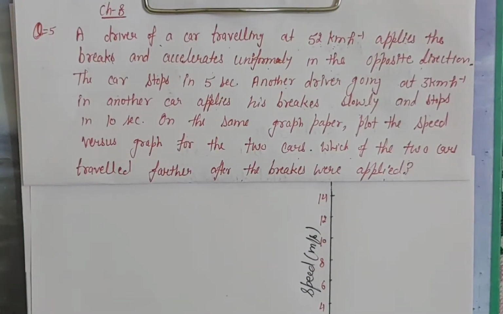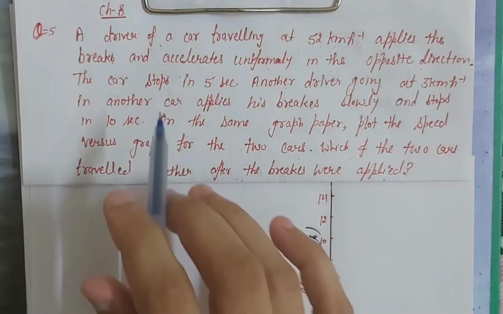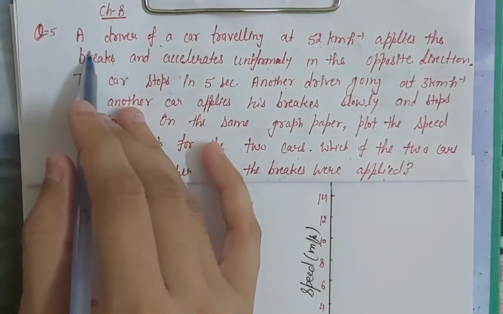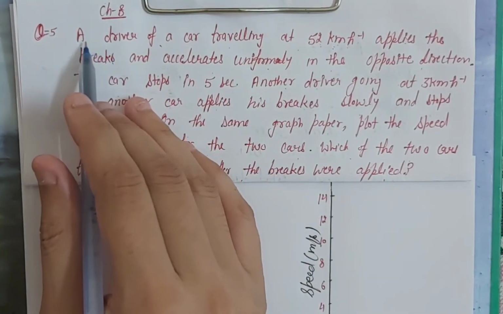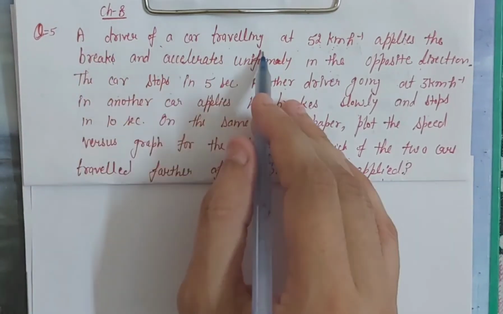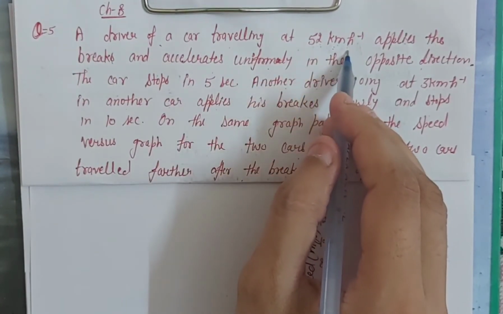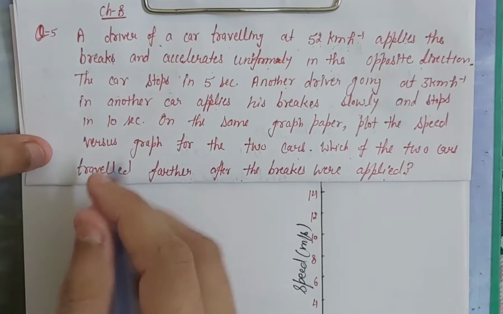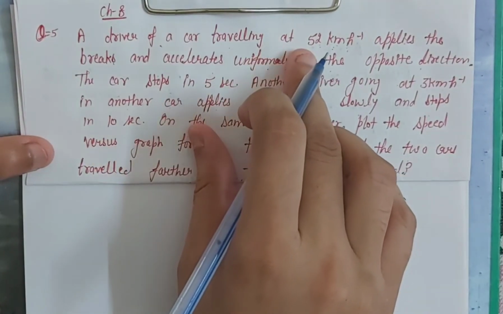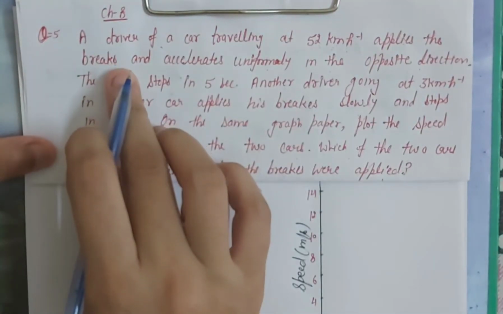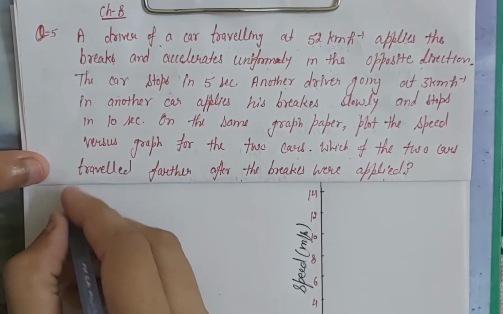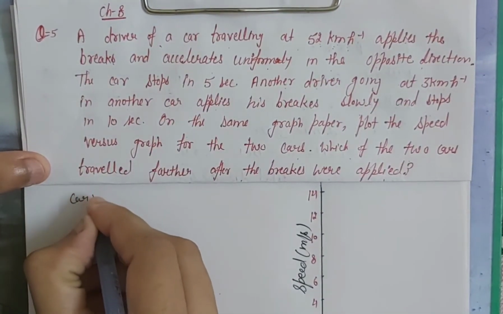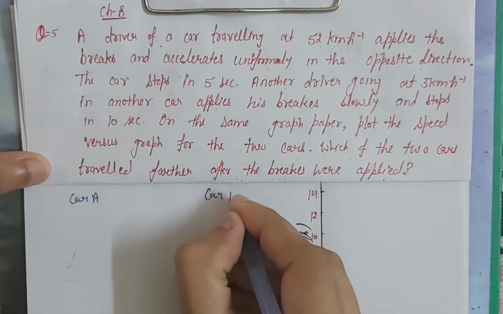So what is given in this question? In this question they have given that there are two cars, one is car A and one is car B. So what about car A? Car A is traveling with the speed of 52 km per hour. This is the initial speed, because after that the brake is applied. That's why the final speed is 0. So this is for car A and this is for car B.